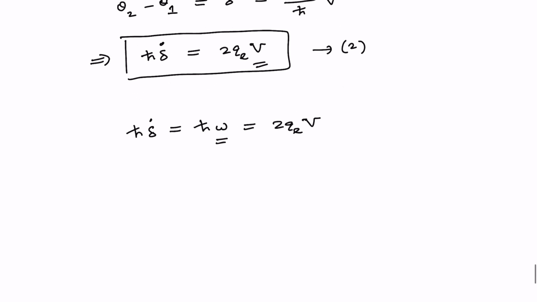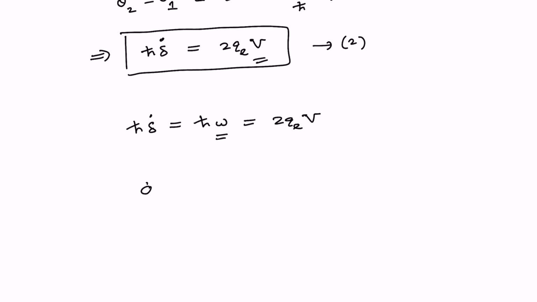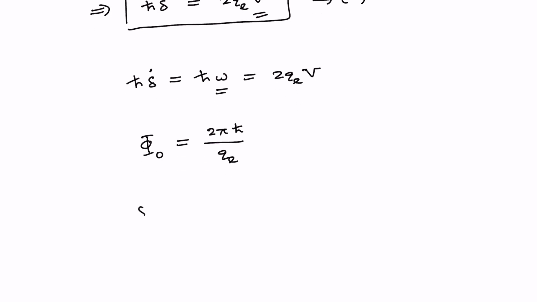Now recall from the previous class we defined the flux quantum phi 0. It was defined as 2 pi h bar divided by QE, and using this flux quantum we can write the time evolution of the superconducting phase difference as delta dot is equal to 2QE divided by h bar into voltage, and this I can now write as 2 pi divided by phi 0, the flux quantum, into the voltage. Say this is my equation number 3.